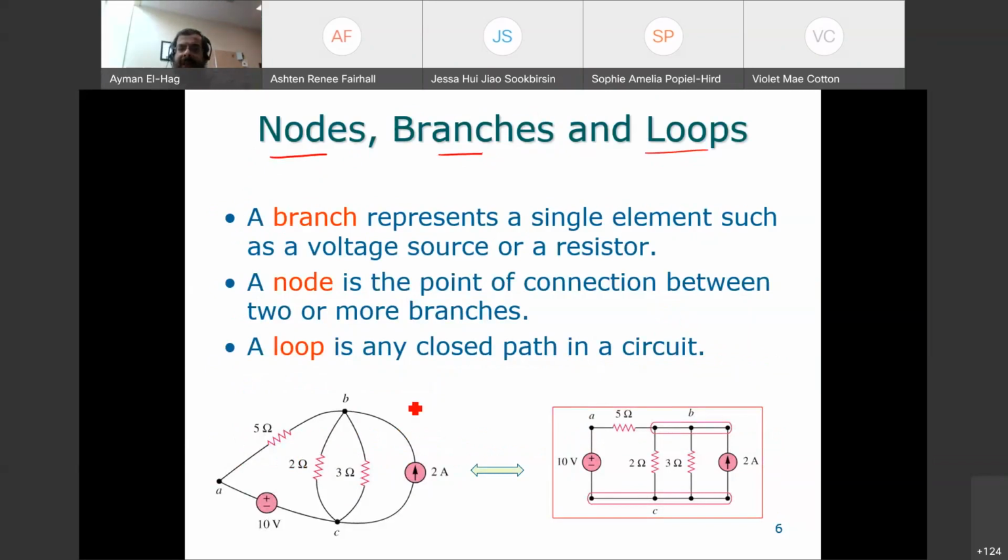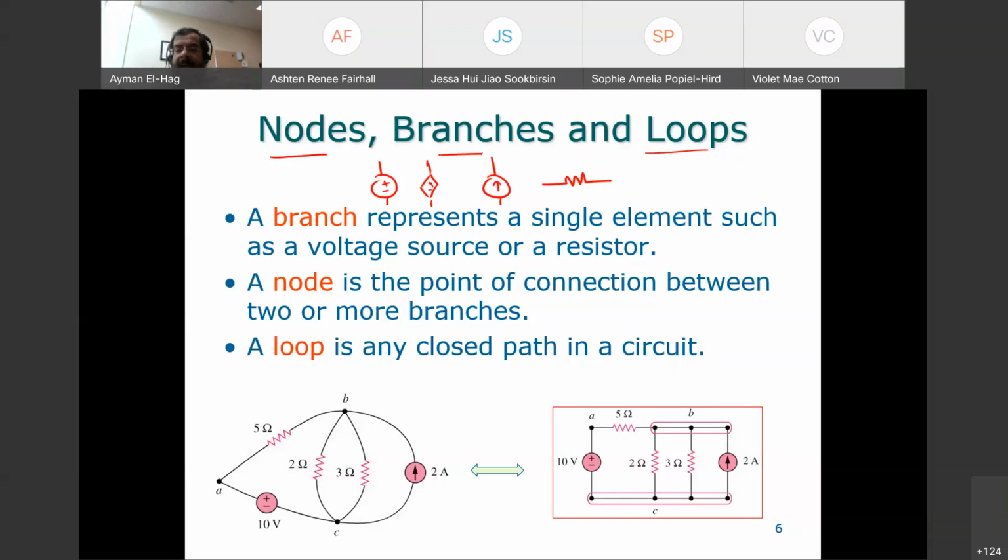And here we'll give some examples. A branch represents a single element, such as a voltage source, either independent or dependent voltage source. This is considered as a branch. A current source is considered a branch. A resistance is considered a branch. So any of these elements in the circuit is a branch. So for example, this circuit has 1, 2, 3, 4, 5 branches.